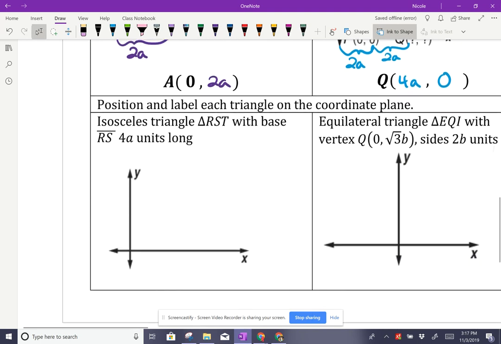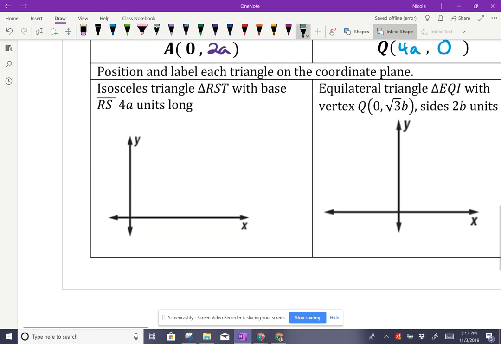All right, let's see if we can create some of our very own. We have an isosceles triangle, so we know it's going to have two congruent sides, and our base is going to be on the bottom. It's going to say RS, so the top is going to be T. So we're going to start with R at the origin at 0, 0. And it says from R to S is 4a units long. So the location of S is going to be at 4a, 0.